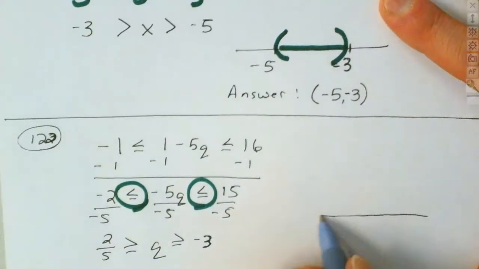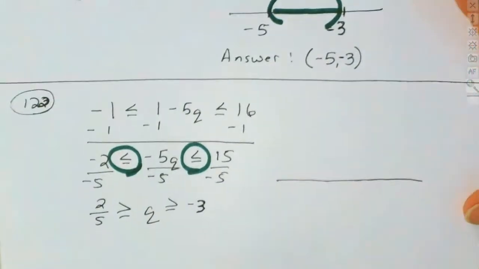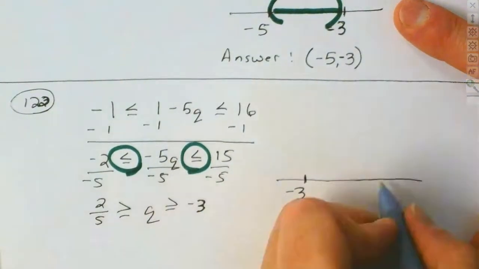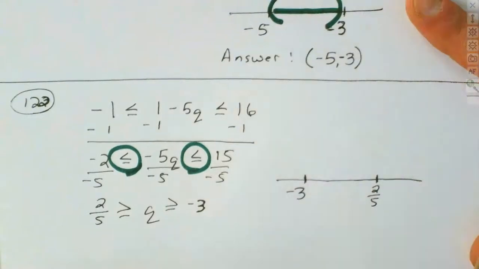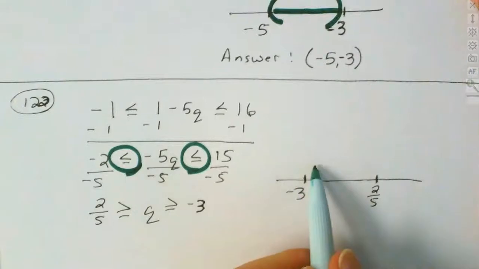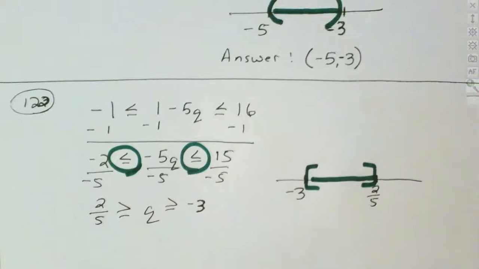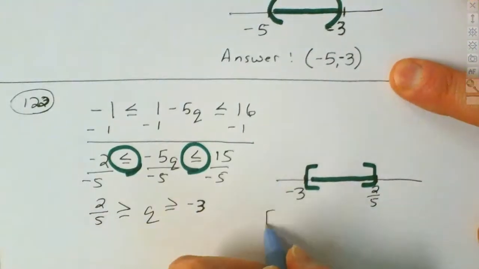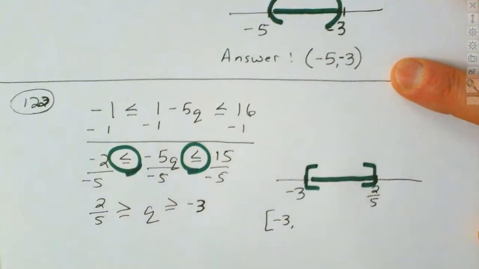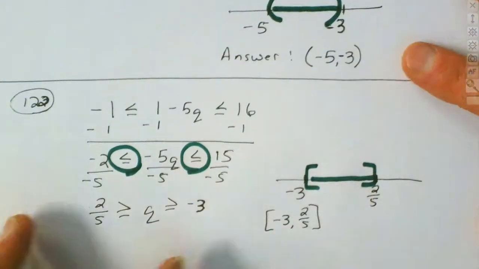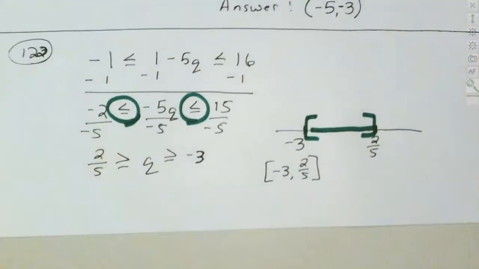Now, we flipped the inequality symbol, so we have to flip the order, right? Because minus 3 is the smaller number, and it's on the left. 2/5 goes here. And what do these get? These get both what? Square brackets. And what would your answer look like now? It's going to look like square bracket negative 3 to 2/5, also with what? With a square bracket. Okay.